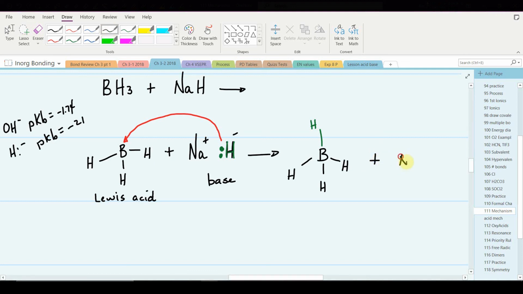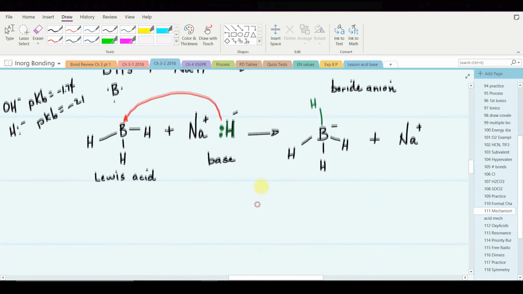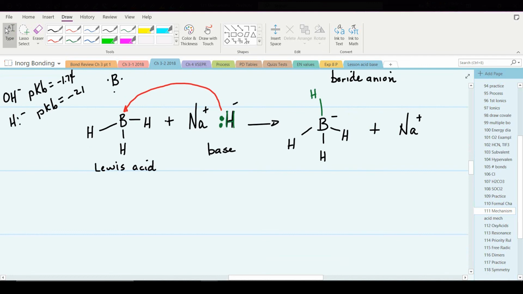Now, what's missing from this? What's the charge on the boron? Boron is a group 3A element. It's neutral when it owns 3 electrons, but now it owns how many? 4. So boron is actually boride. It's a boride anion. And you know what? This whole anion altogether is called hydroboride. Okay, this is an acid-base mechanism. It's probably one you wouldn't recognize, but if you understand electron transfers, it makes some sense.